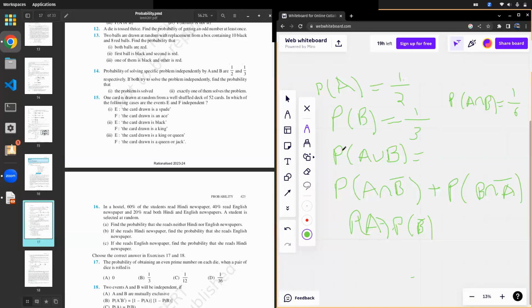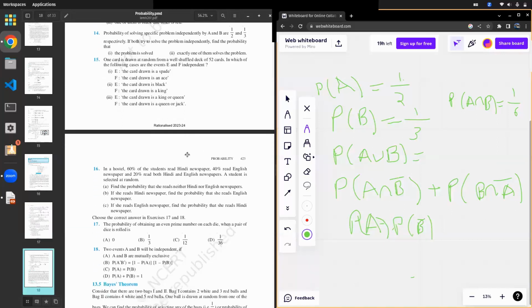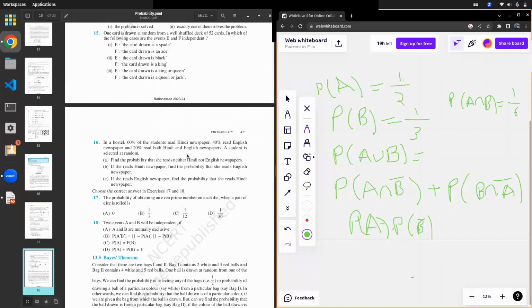This can be found by finding the value of the probability of A intersection B. If it is equal to the product of probability of A and probability of B, then we can say both are independent events. So first find the probability of E and F in every case, then find the value of the probability of E intersection F, and then you can easily determine which of the events are independent or not. So we move to the next question.